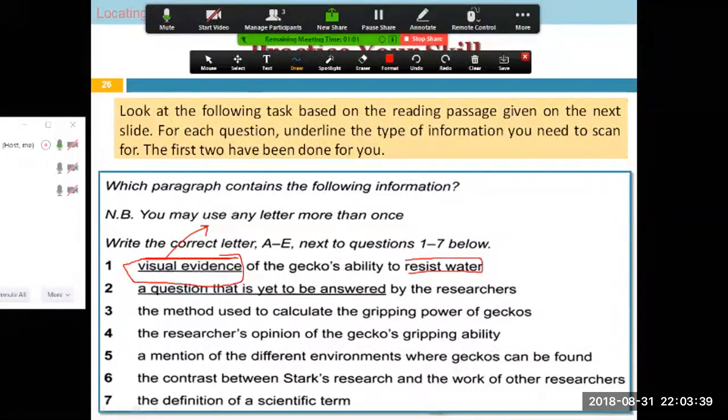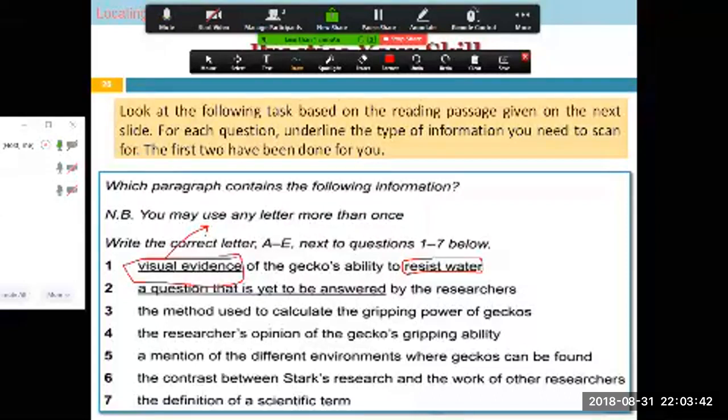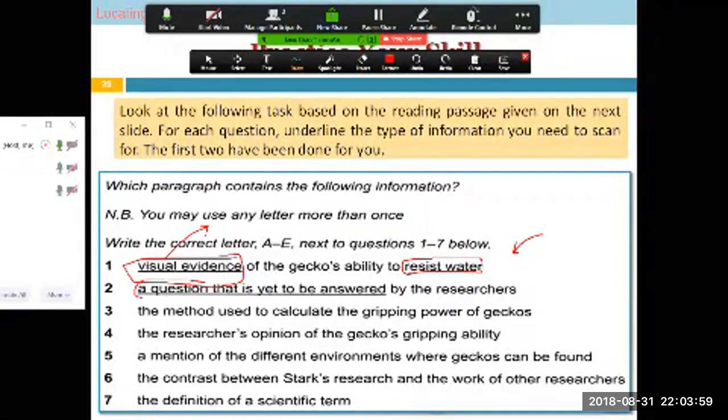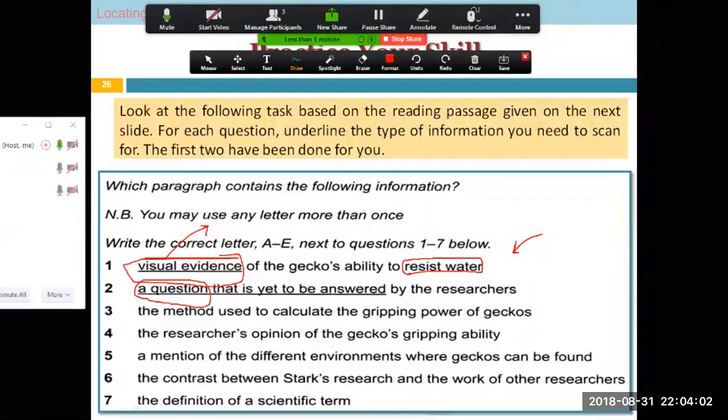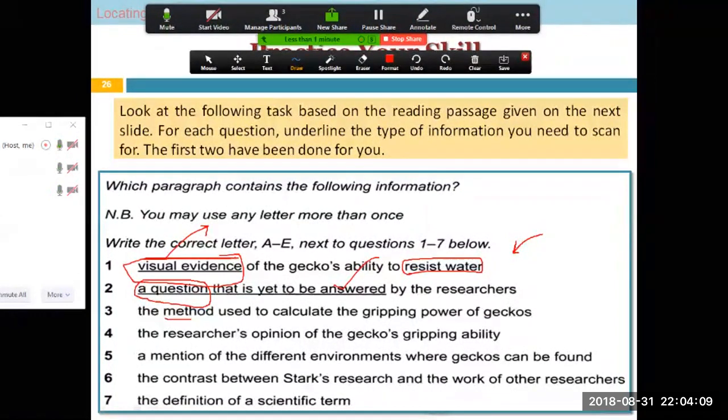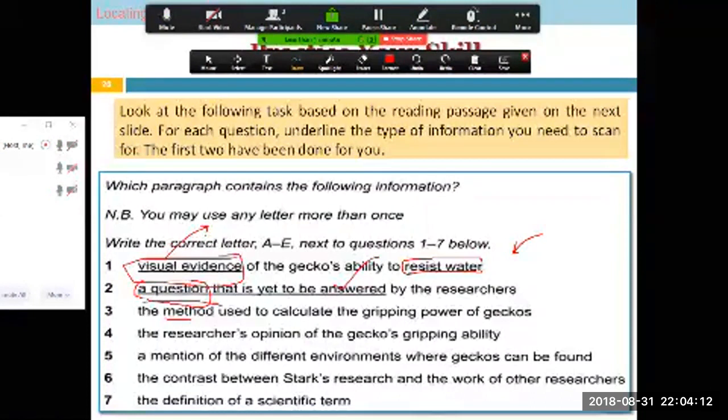And what do we mean by resisting water? Not allowing water to enter, hydrophobic kind of thing, right? Now, a question that is yet to be answered. So here you have to find a paragraph in which some unanswered question is there. Fine. The method used to calculate the gripping power of GCOs. So in this you have to find a method.